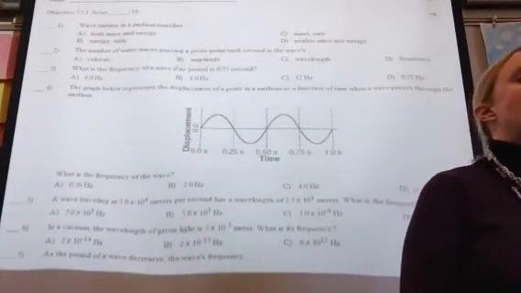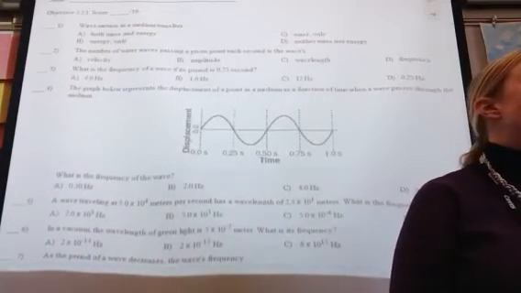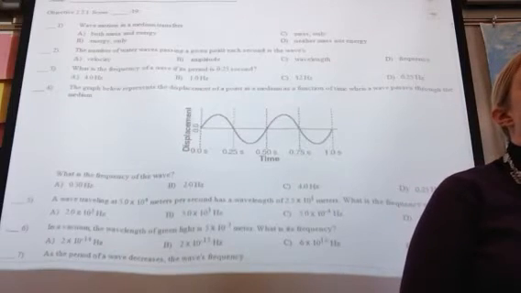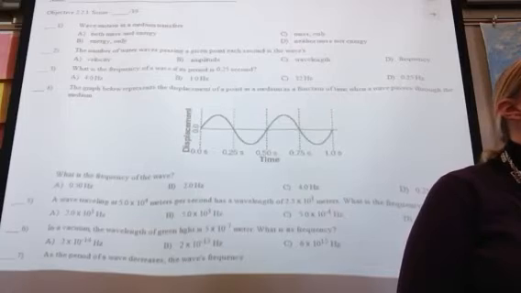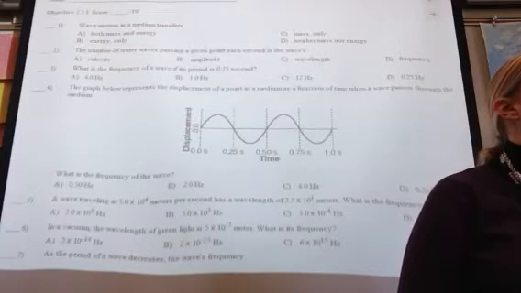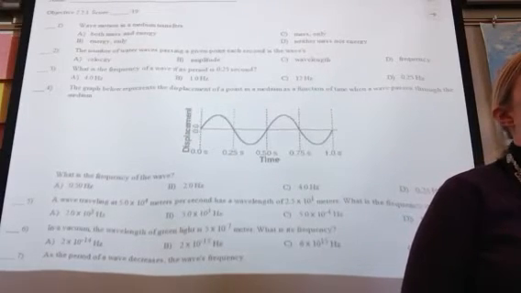Okay, we're starting with the Unit 1 test. The Unit 1 test covered objectives 2.2.1 through 2.2.3. All of those objectives have to do with analyzing the behavior of waves.